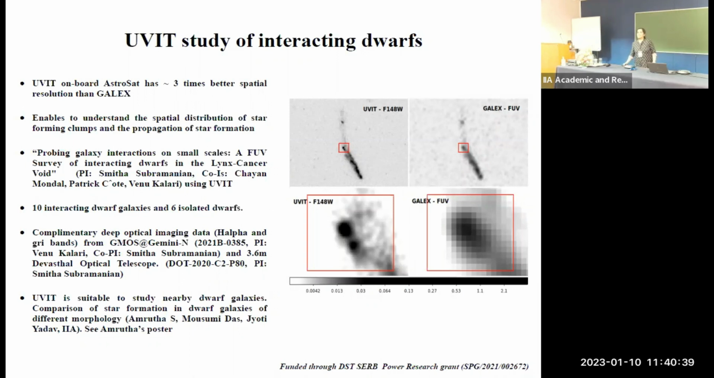Sorry, that last point related to the last point. Are the dwarf galaxies in voids similar to what we see in the field, in the sense of mass distribution? We have similar masses, but we don't know about the star formation rate and comparisons. Yeah. This is Maushmi's student Amrita. She is working on it. There is a poster there.